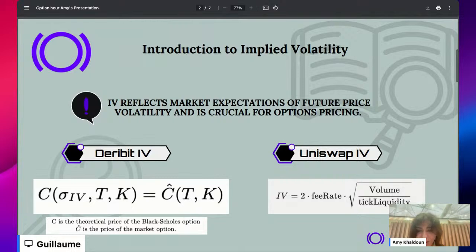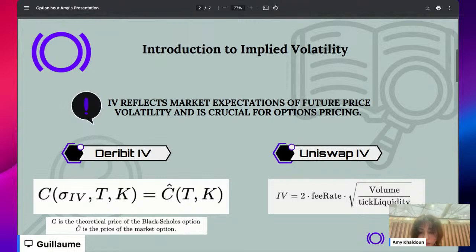So we can go to slide number 2. Let's start with the fundamentals. Implied volatility, or IV. What is it and why does it matter? IV is a crucial metric in options trading that reflects market expectations of future price volatility. It is generally used for option pricing, risk management, and trading strategies. Looking at our slide, we have two distinct approaches to IV calculation.